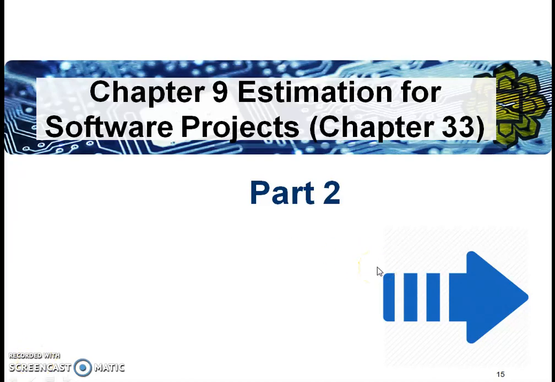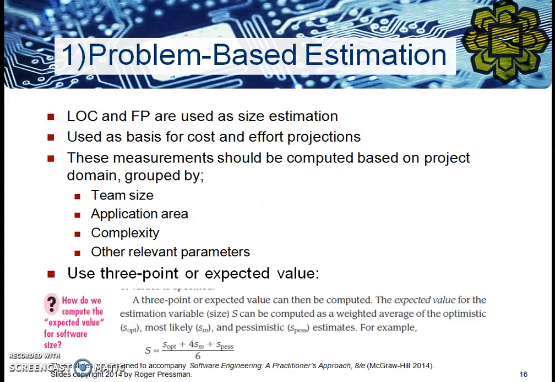Hi again. This is the second part of the lecture. So let me just recap on what we have covered in the earlier slides. We stopped at the problem-based estimation where we look into the 3-point or expected value, where we use this formula to calculate the weighted average of the optimistic, most likely and pessimistic estimates.